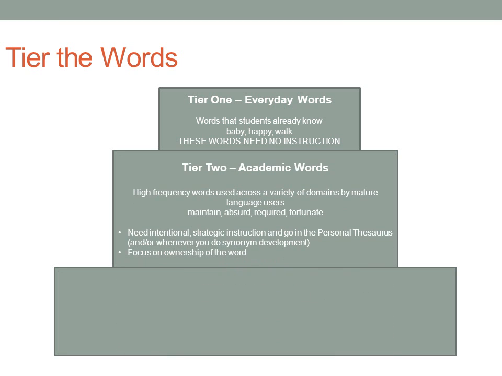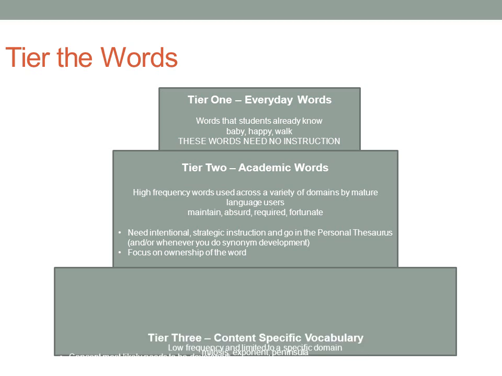Tier 2 words are the academic words. These are high-frequency words used across a variety of domains by mature language users. These include words like maintain, absurd, required, fortunate. These words need intentional and strategic instruction, and they will go in the Personal Thesaurus. One important element here is we want to focus on ownership of the word. In other words, the kids own those words.